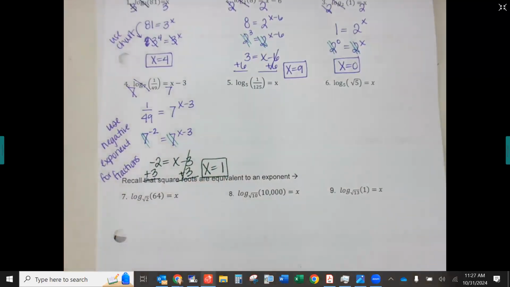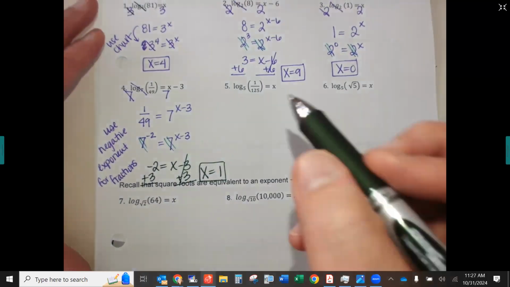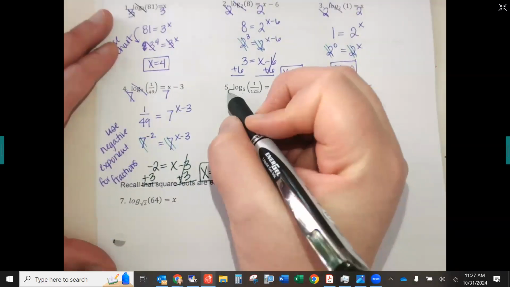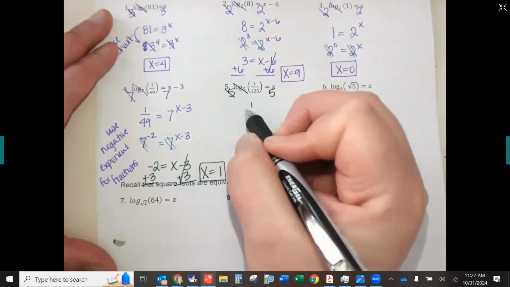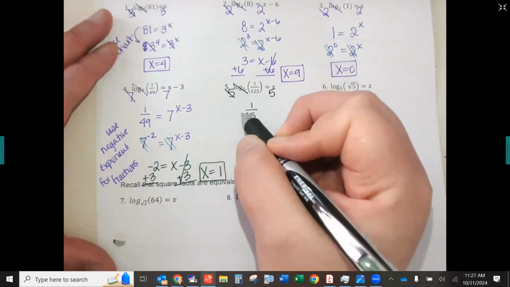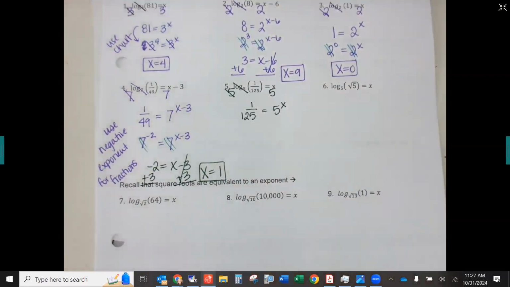Okay, let's do one more with a fraction. Let's do the next one. What's my log little number? 5. How do I get rid of a log little 5? Big 5's on both sides. Very good. These guys cross out. 125 sticks around, equal to 5 to the x. Notice that your x is an exponent on the big 5. Okay, look in your 5's chart for 125.